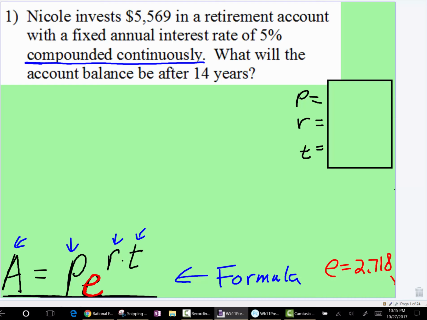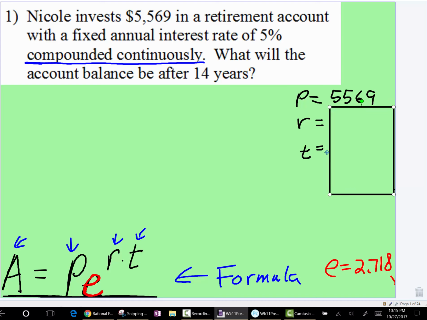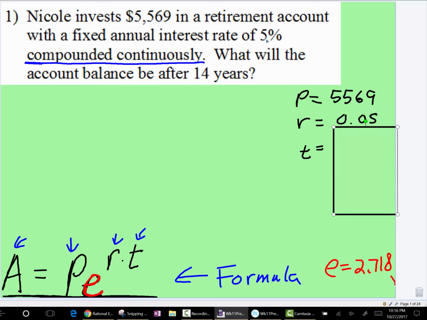Okay, so right up here, Nicole invests, well, whatever she's investing, that's the principal amount in a retirement account with a fixed annual interest rate. Rate is r. We're going to convert that 5% to a decimal. So if on your calculator you do 5 divided by 100, you'll see that that's 0.05. That's the rate. And then in this case, it tells us the time, 14 years. Well, we can take those things and plug it into the equation.